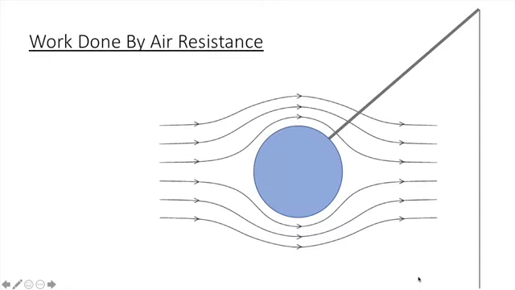Work done by air resistance on a pendulum is negative. Now, if we look at this diagram, we can see that our pendulum is trying to displace to the left, but air resistance is acting oppositely to the right, making the angle between our force and its associated displacement 180 degrees, which we know will produce negative work.